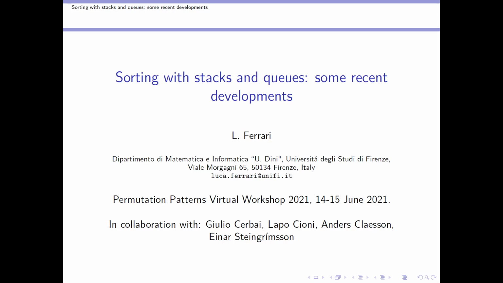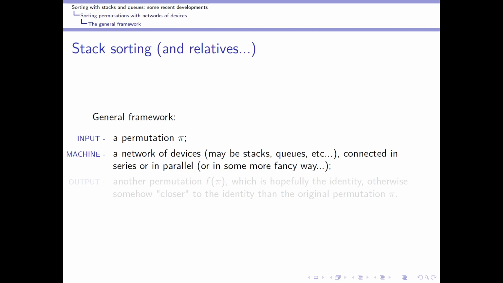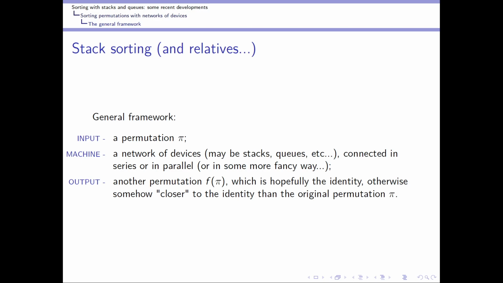The general framework for this kind of problems can be described as follows. There is an input permutation, say pi, and we want to sort it to obtain the identity permutation. To this aim, we have a machine that can be as simple as a single container, like a stack or a queue or anything of this kind, or maybe several devices connected in some way, for instance, in series or in parallel, or maybe in some more complicated way. So in general, we have a network of devices to try to sort our input permutation, and then we have an output permutation, which hopefully is the identity permutation, if our machine is able to sort pi.